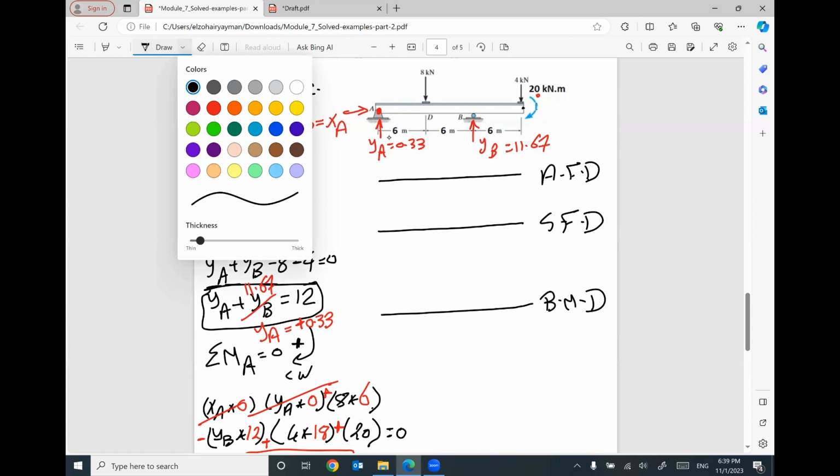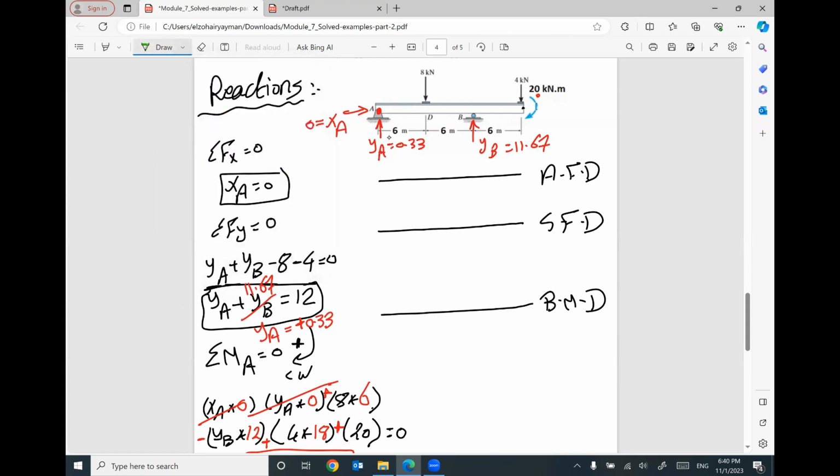Normal force diagram, axial force diagram, is the most easy one. The question is very simple: do you have force or forces parallel to your beam? Looks like your beam is horizontal. The only horizontal force is XA. This reaction equals 0. So we don't have diagram. Axial force diagram is 0.